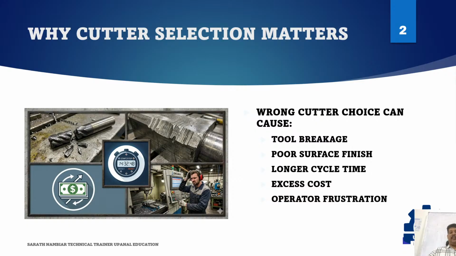Fourth, it increases the cost. More tool used is equal to more tool wear, more machining time, more electricity, and more operation stress. Finally, a wrong cutter selection affects confidence. The operator becomes nervous, the programmer becomes confused, and the supervisor gets pressure. That is why smart programmers first think about the cutter choice before pressing the cycle start.